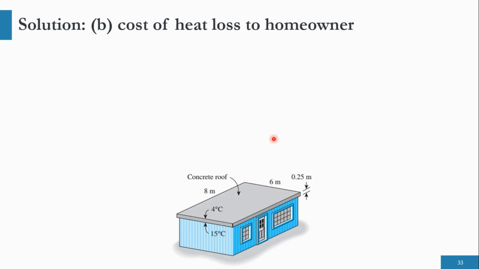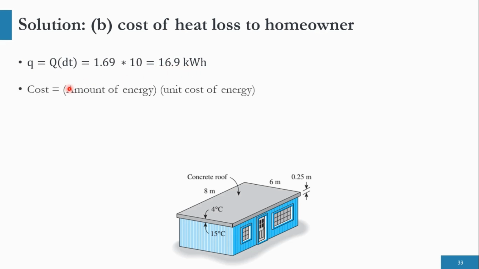Going to part B, which is the cost of heat loss to the homeowner. First, we will calculate the amount of energy. So how can we calculate how much energy is wasted in these 10 hours? That can be achieved by multiplying Q with the time. 1.69 multiplied by 10 hours gives you an answer of 16.9 kilowatt hour.